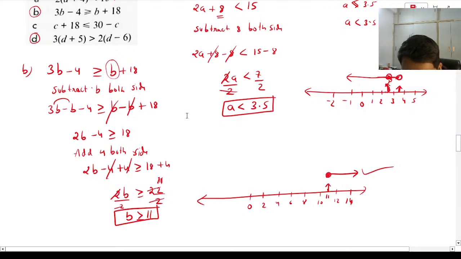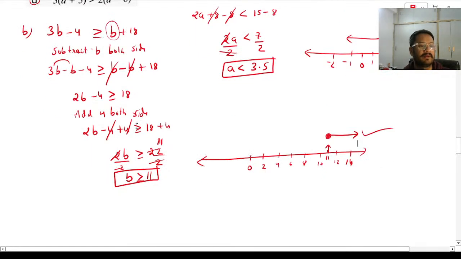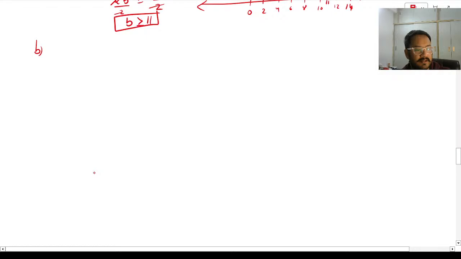Anyway, so b is greater than or equal to 11. So this will be in this direction. So absolutely correct. Now let's see the D part, who has done. Puranjay has given the answer: d is greater than minus 27. Okay, so let's give it a try.